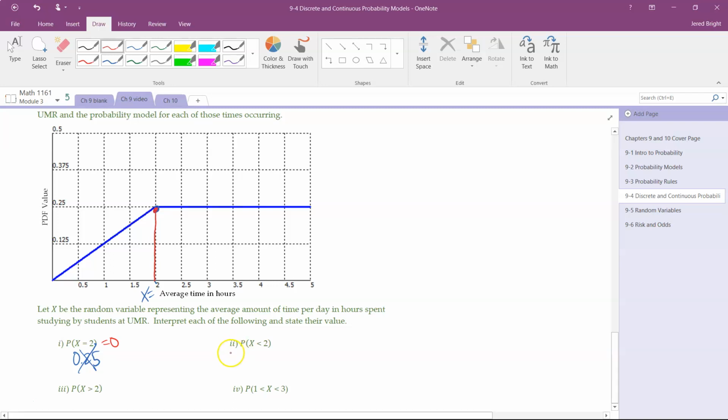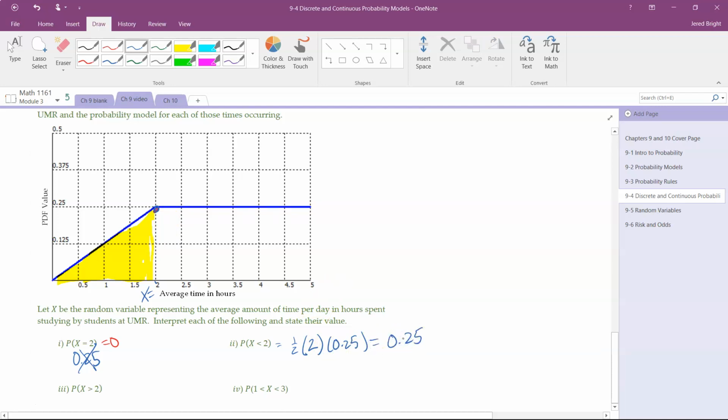In that regard, for number 2, probability that x is less than 2. So this would be, in words, the probability that a student studies for 2 or fewer hours per day at UMR, and I would compute this by calculating the area that corresponds to 2 and under. So this triangular region, and luckily I remember how to compute the area of a triangle. Area of a triangle is 1/2 times the base, which is 2, times the height, which is 0.25. And this just comes out to be 0.25 after calculation.